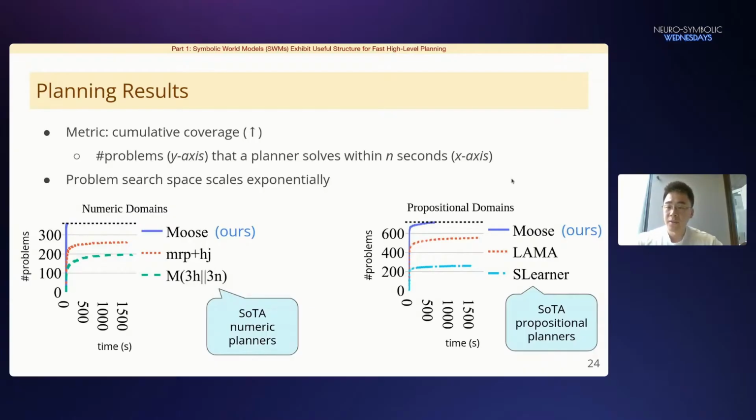And notably also, the problem search space usually scales exponentially, so each problem gets exponentially harder to solve. Yet when we look at these plots and compare to state-of-the-art numeric and propositional planners, our Moose approach performs very strongly against the state of the art and solves almost all problems after learning in a very short amount of time.